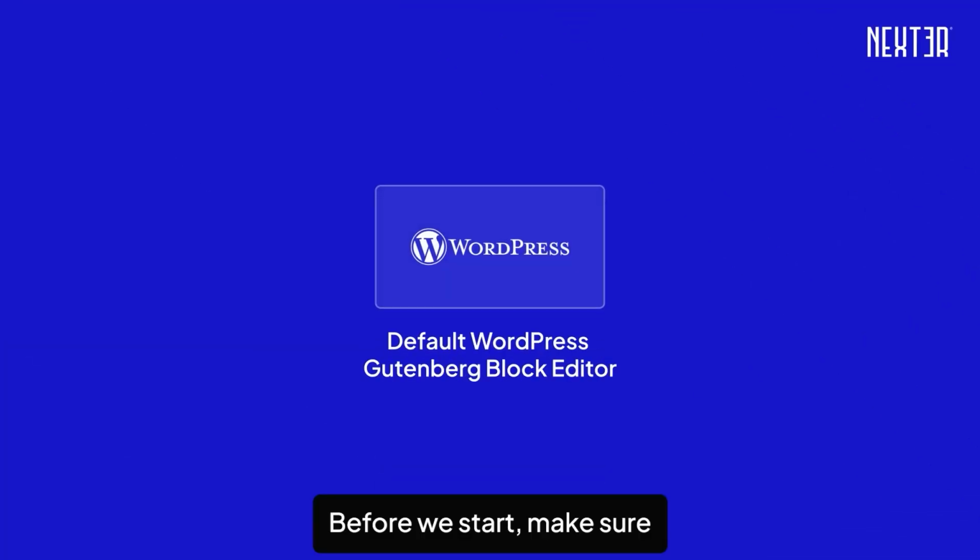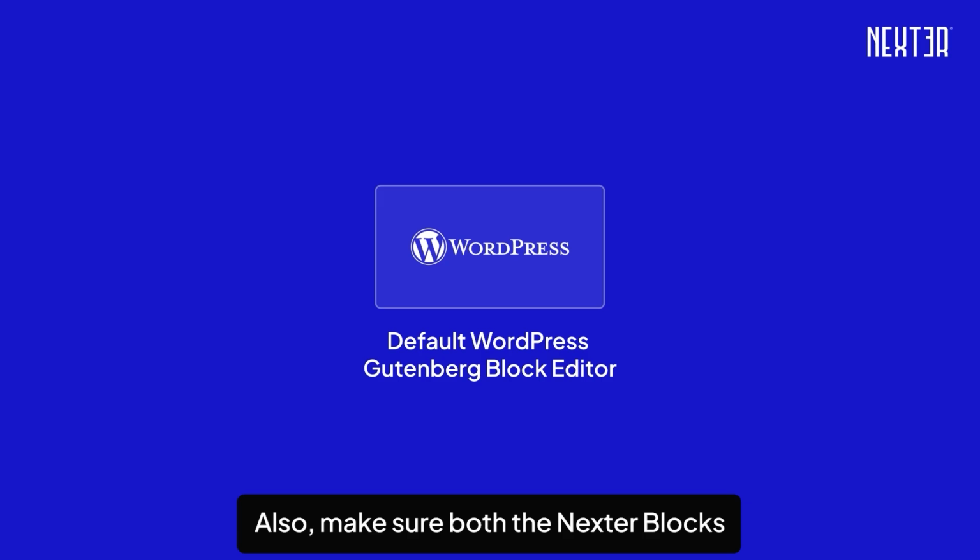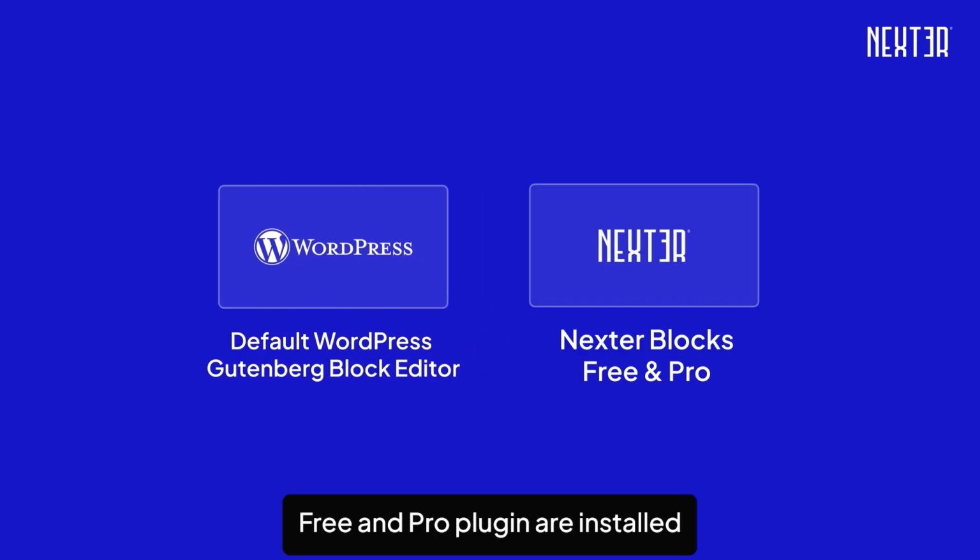So let's dive in. Before we start, make sure the default WordPress Gutenberg block editor is active on your site. Also make sure both the Block Free and Pro plugin are installed and activated on your site.